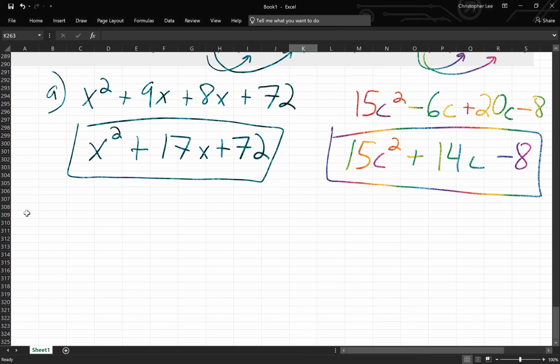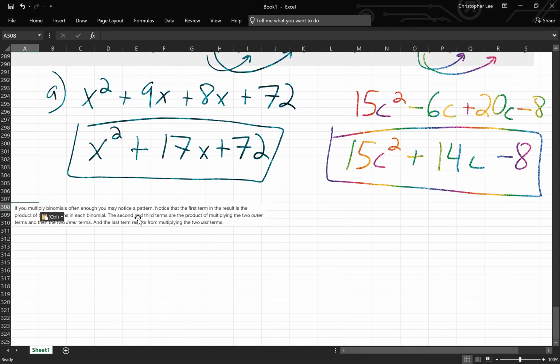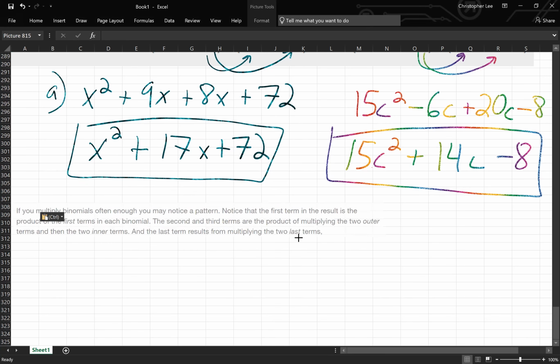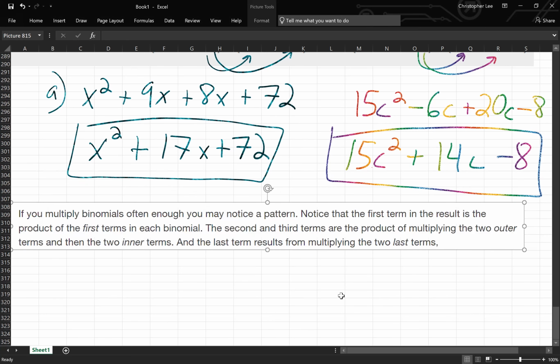All right. Let me give you a little bit of notes real quick before we jump into another example. If you multiply binomials often enough, you may notice a pattern. Notice that the first term in the result is the product of the first term in each binomial. The second and third terms are products of multiplying the two outer terms and then the two inner terms. And the last term results from multiplying the last term, the two last terms, excuse me.